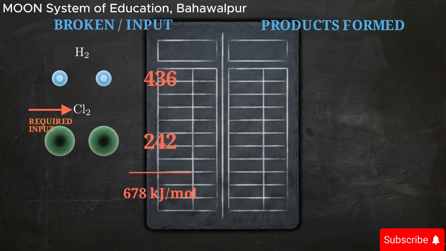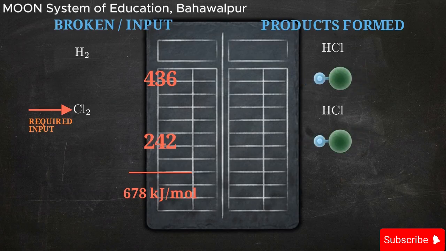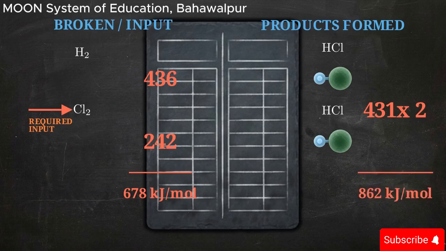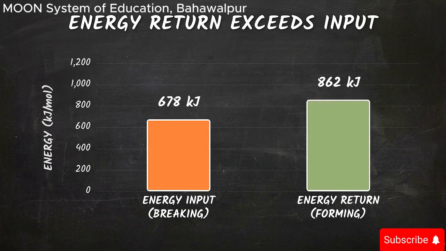With the initial molecules dismantled, we shift focus to the right side of the ledger to log the products formed. The chemical equation dictates that this specific reaction produces exactly 2 moles of hydrogen chloride bonds. The exothermic release for forming a single mole of HCl bonds is 431 kilojoules. Because we form 2 moles, we multiply that release by 2, giving us a total gross energy return of 862 kilojoules. The data reveals an immediate tension. The system released significantly more energy building the new bonds than it consumed destroying the old ones.